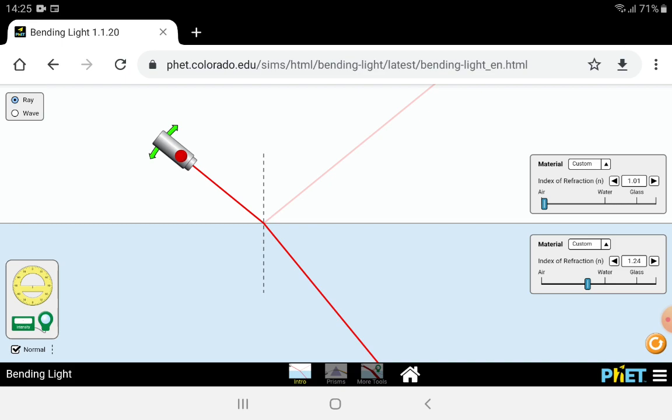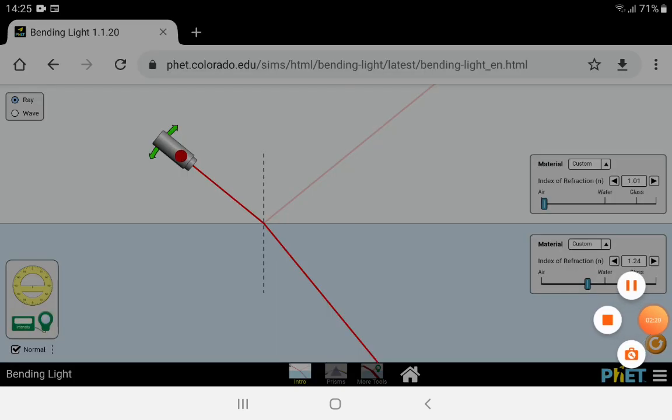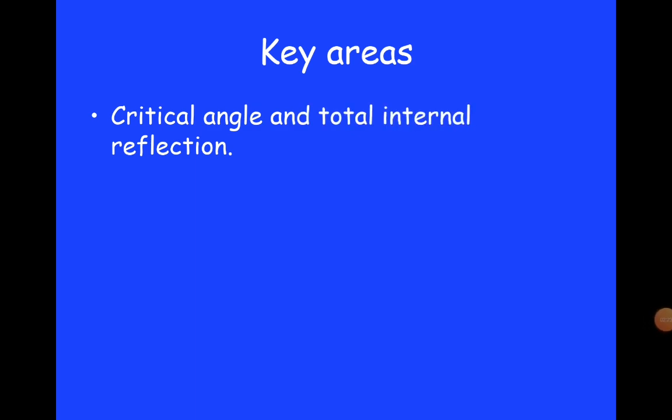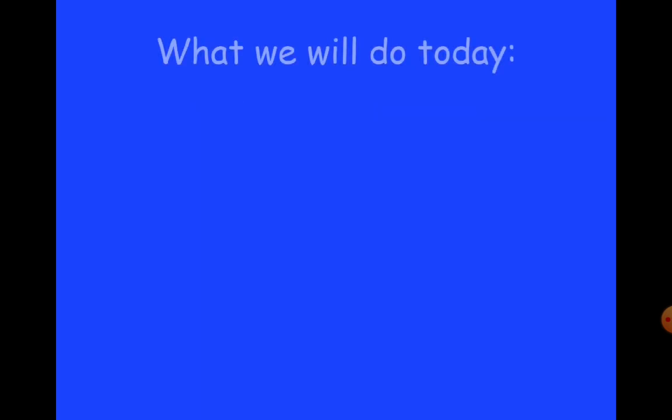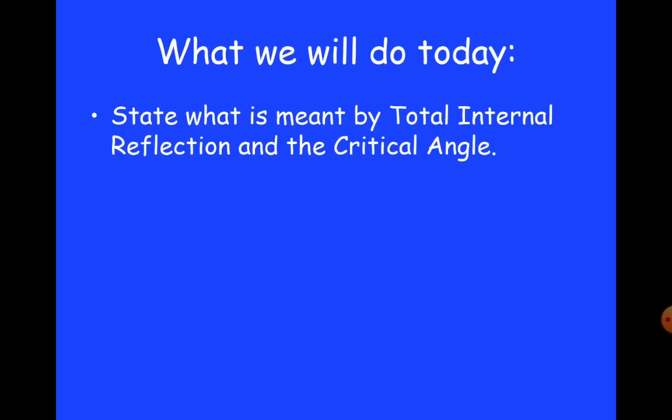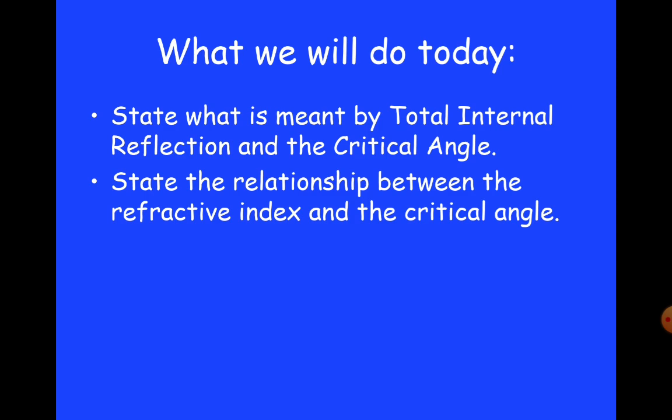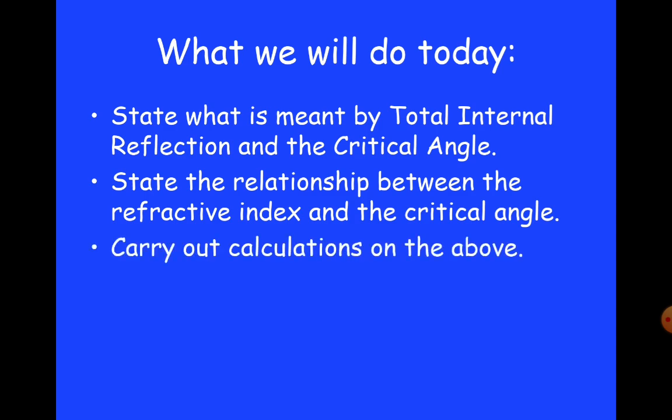Okay, now we are going to start today with the critical angle and the total internal reflection. Alright, some key areas that you're going to learn today. I'm going to talk about the critical angle and the total internal reflection. What we will do, we will state what is meant by the total internal reflection and the critical angle. We state the relationship between the refractive index and the critical angle. We will carry out some calculations.